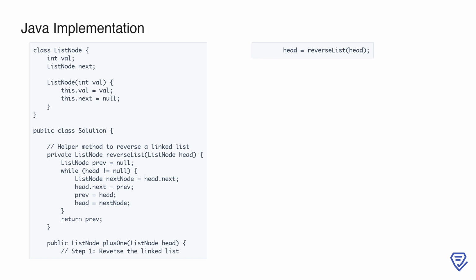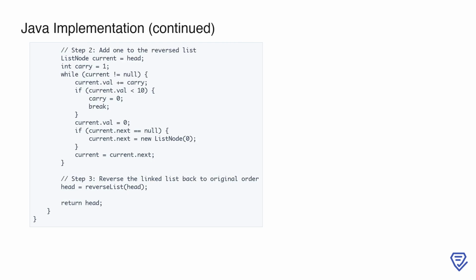Finally, the +1 method begins by reversing the input linked list using this helper function. Now that the list is reversed, we proceed to step 2, adding 1 to the number represented by the linked list. We initialize carry as 1, since we need to add 1, and use a while loop to traverse the reversed list. For each node, we add the carry to its value.